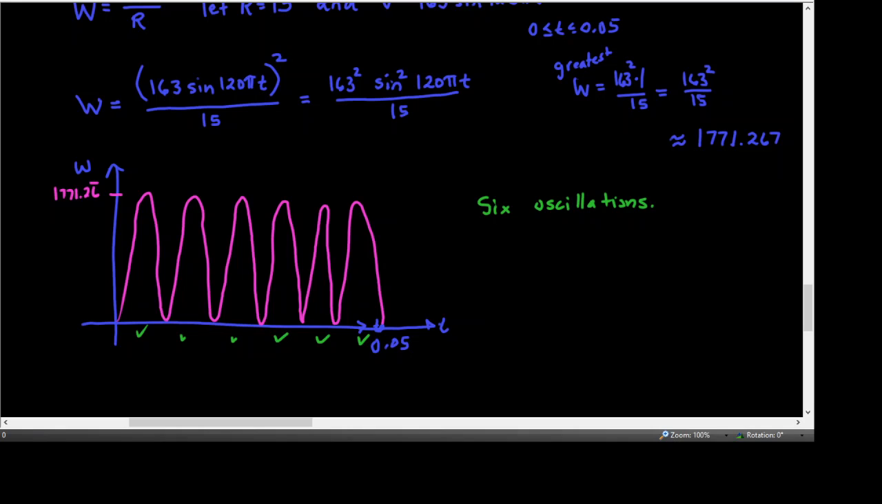I'm going to add a question. What is the range of W? What's the range of the function W? Well, you can probably tell me just by looking at that. Once the graph is done, it's not that hard. The lowest is 0, and the greatest is 1771.26 to 6 with the 6 repeating. That's the range. There we go. There's the range.